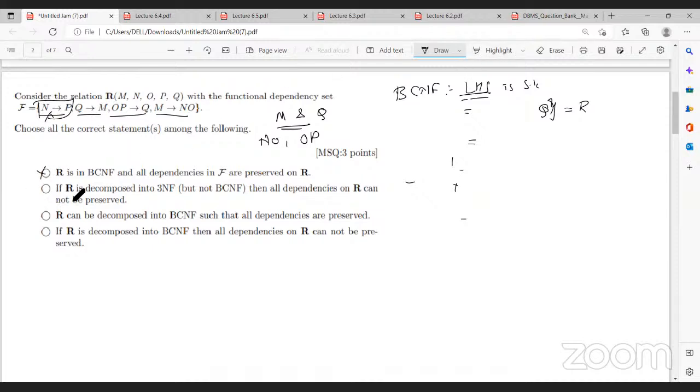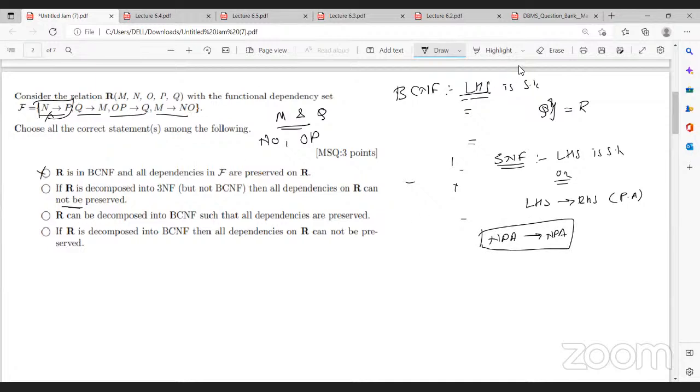So this is not correct. If R is decomposed into 3NF but not BCNF, then all the dependencies of R cannot be preserved. Now check what the 3NF condition is here. Either the left hand side has to be a super key or the right hand side has to be a prime attribute. Or I can say a non-prime attribute determining a non-prime attribute, right? So check for the 3NF condition here.